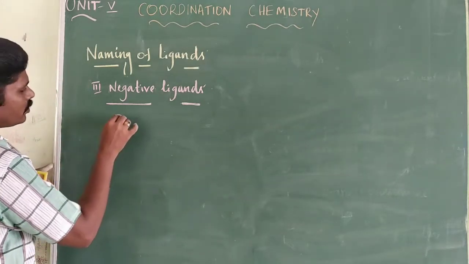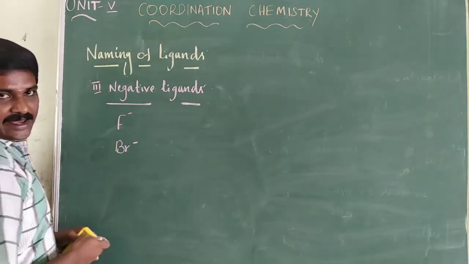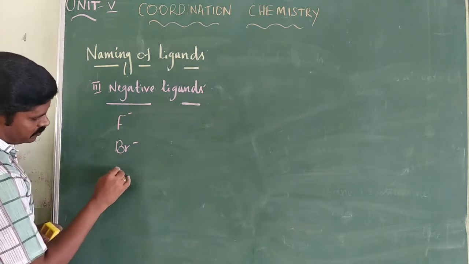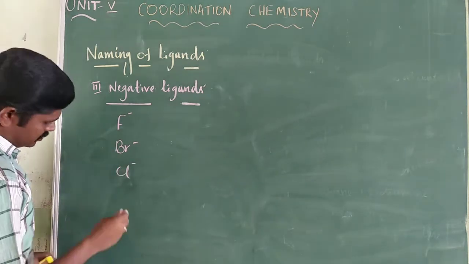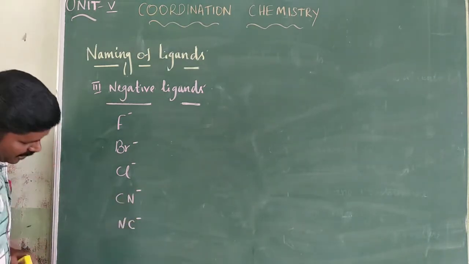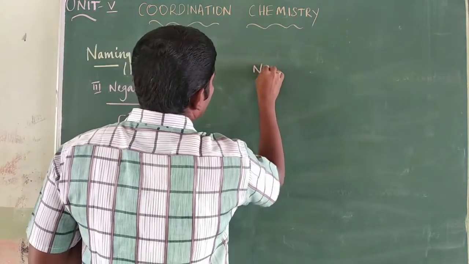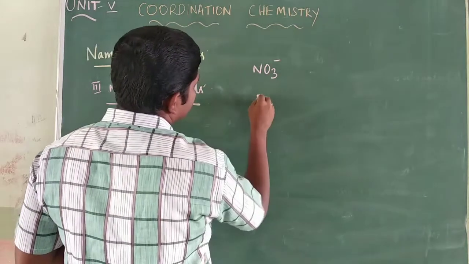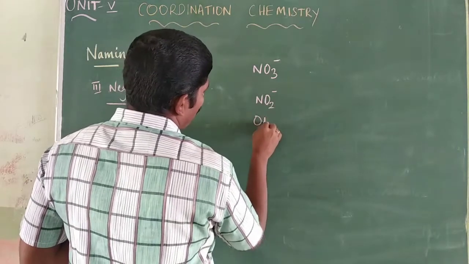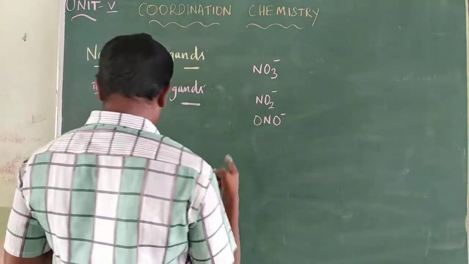Right? So, F minus, Br minus, Cl minus, CN minus, NC minus, NO3 minus, NO2 minus, and ONO minus. Right?